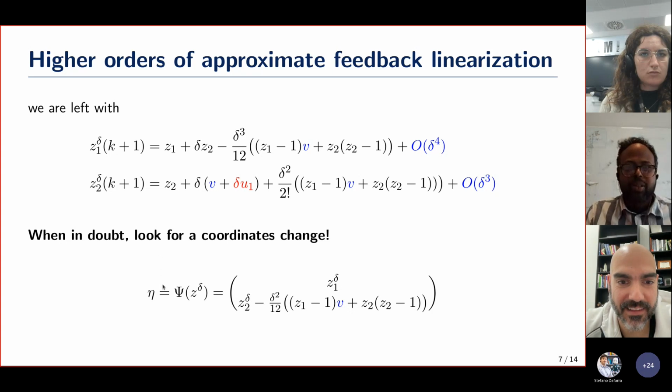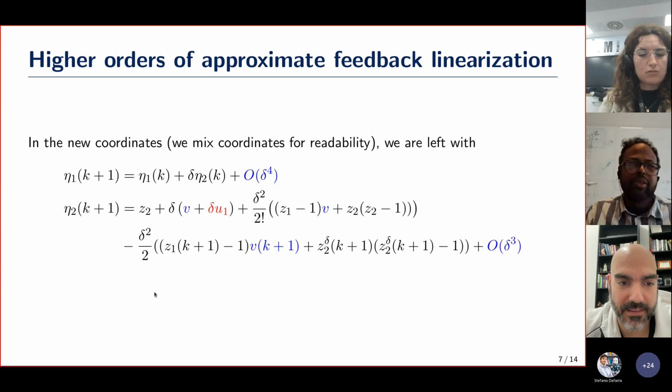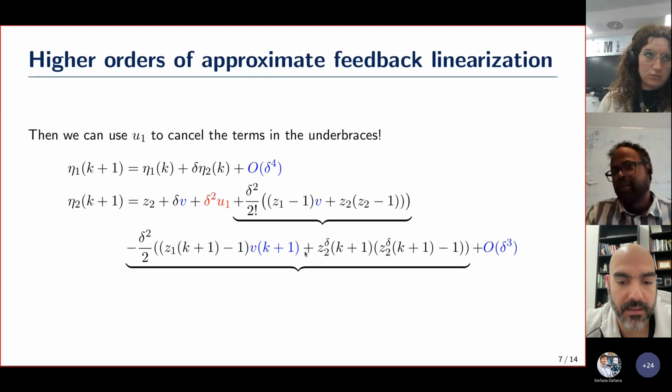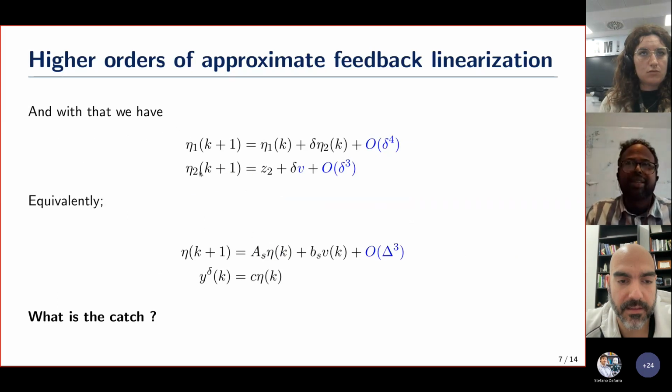So if I apply this new coordinate change and write the dynamics in terms of eta, the new coordinate variable, the dynamics will take this form, and we can see that the first part of the dynamics is already linear up to order 4, and this u1 can be used to just be the negative of these terms that are underlined, right? So you can just write u1 to cancel these terms, and what you end up with is a linear dynamic described by the same system matrices that we saw earlier, but in a higher order of approximation.